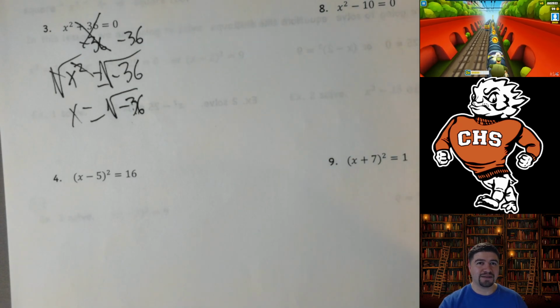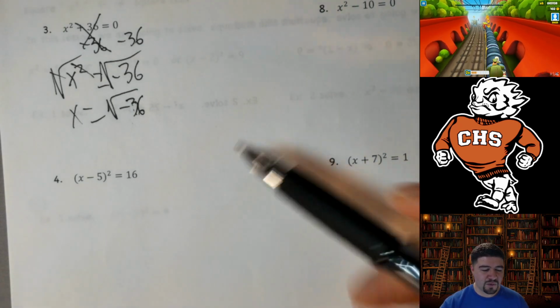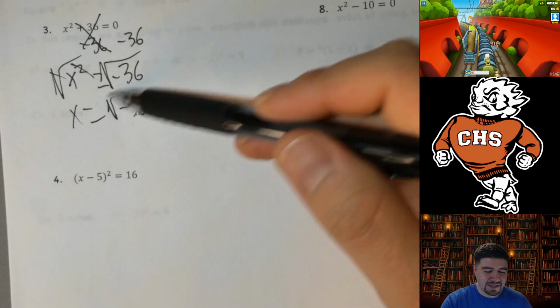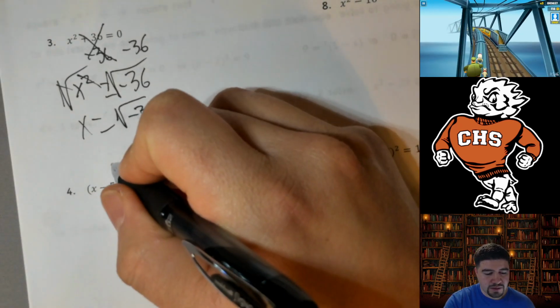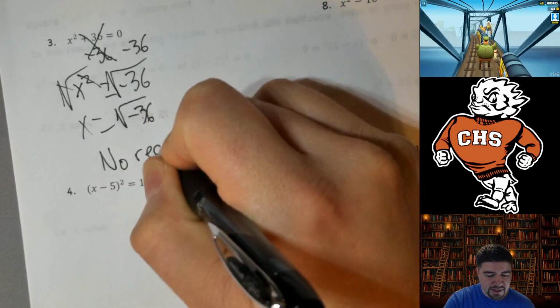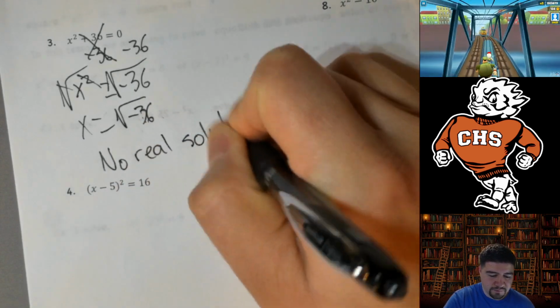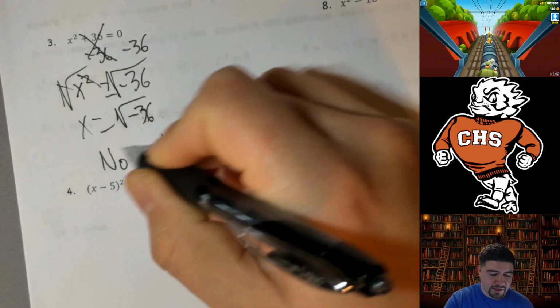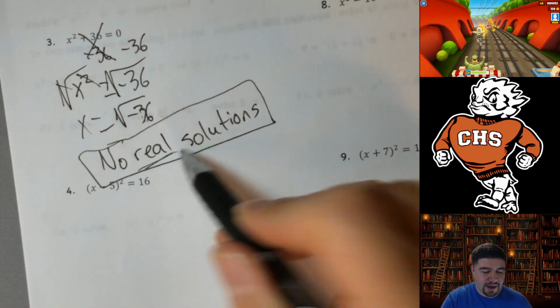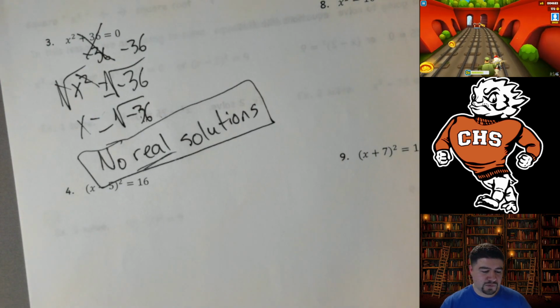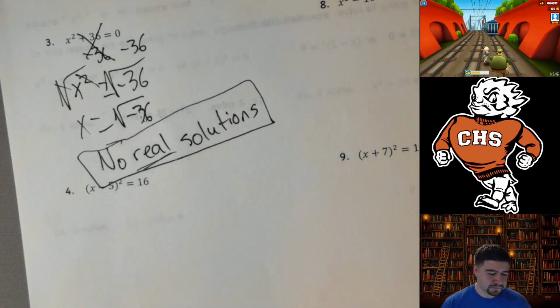there's no way without diving into imaginary numbers that this will get an answer for us. So what we have to say is that there are no real solutions. Anytime you take the square root of a negative number, you will never have a real solution. So we could be done after that.